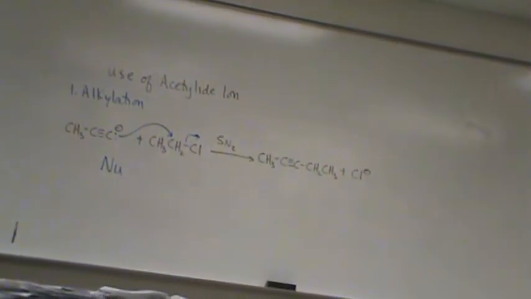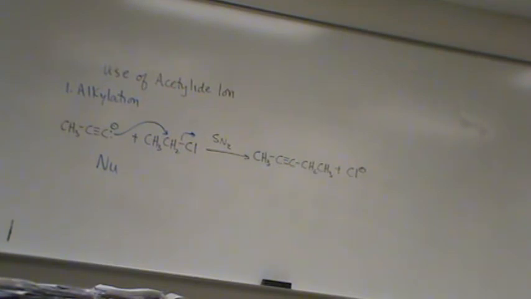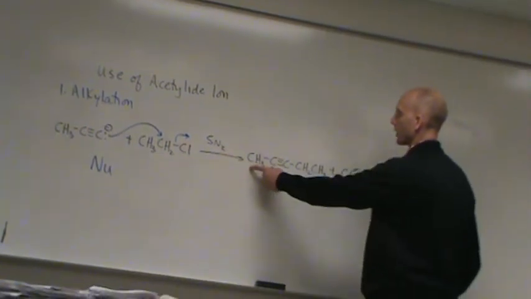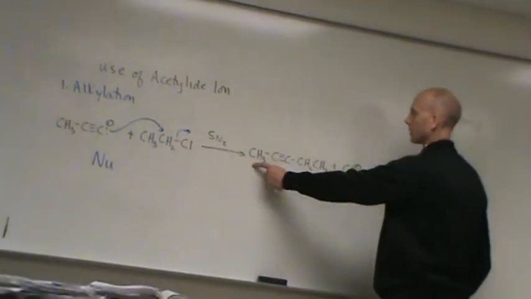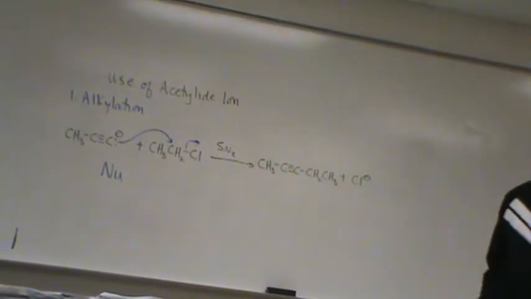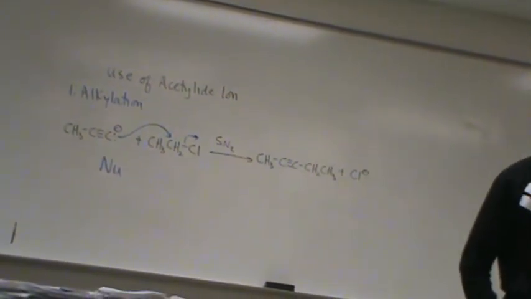Okay, so we added that alkyl group, which was an ethyl group, onto the triple bond. Okay. So see this? This is a way to lengthen the alkyne chain. See that? It's a way to make a longer alkyne.